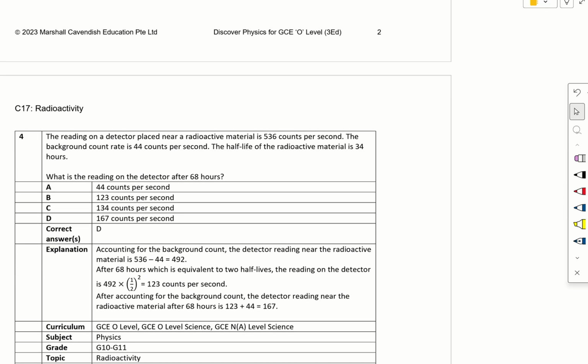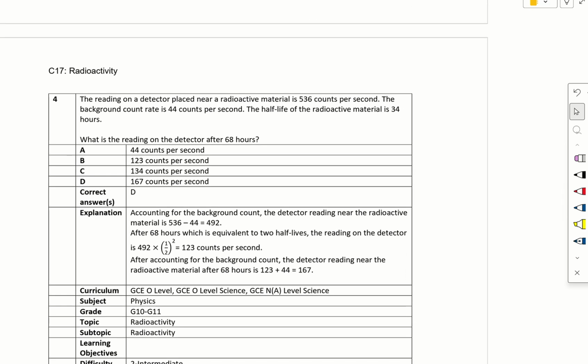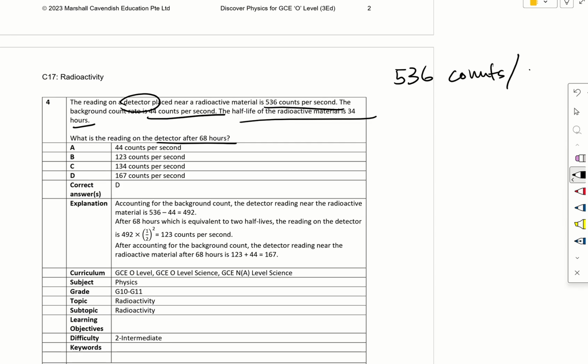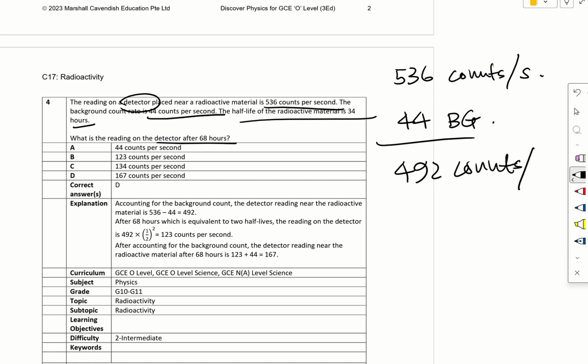Okay, question 4. The reading on the detector placed near a radioactive material is 536 counts per second. Okay, the background count is 44 counts per second. The half-life of the radioactive material is 34 hours. Now, what's the reading on the detector after 68 hours? So now my detector is detecting 536 counts per second. Okay, and out of the 536, 44 is actually due to the background count. So the actual sample is producing 492 counts per second.